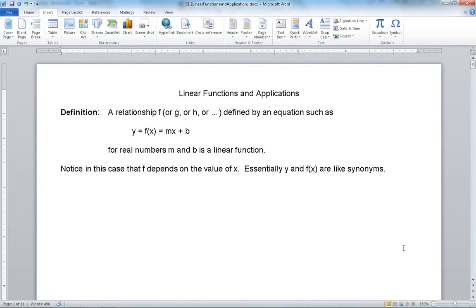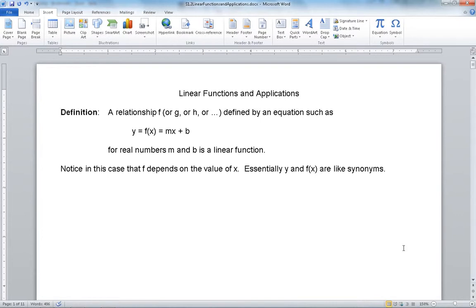So any relationship which we can designate as f of x or g of x or h of x or whatever is just a definition of an equation where instead of writing y equals and then some slope times your predictor variable x plus b for your y-intercept, we can replace that with a function of the input variable such as f of x or g of t or h of q, whatever the letters are. But these are going to be real numbers for m and b, and that creates a line.